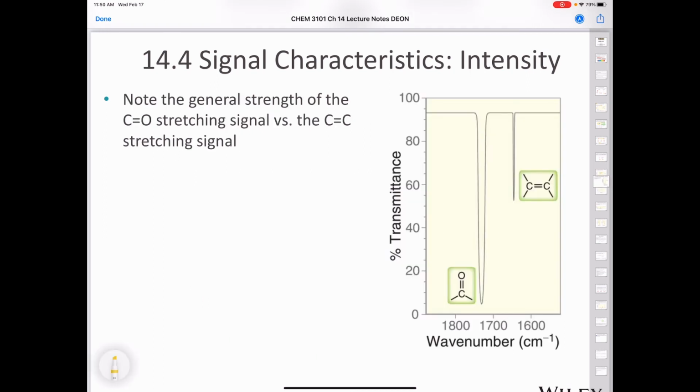And so the take-home message is that the stronger the dipole, the stronger the signal. The weaker the dipole, the weaker the signal.